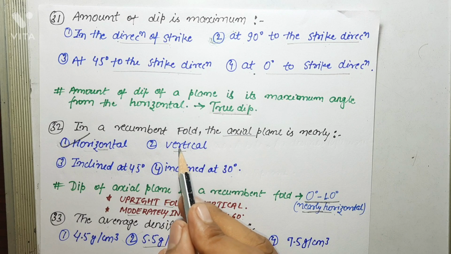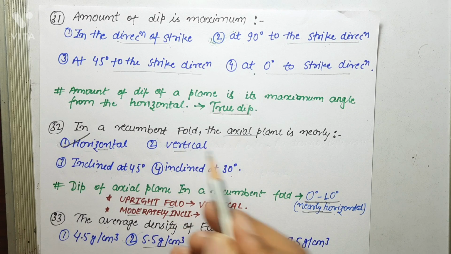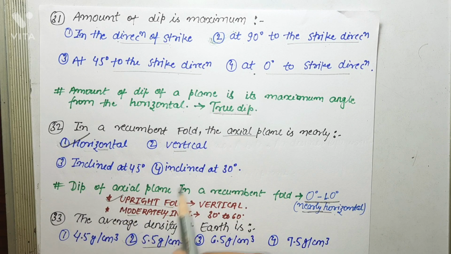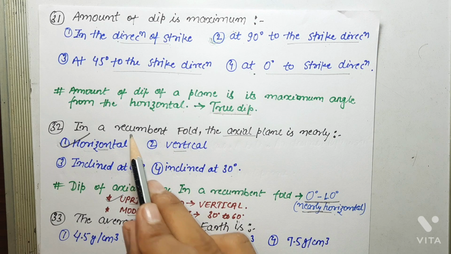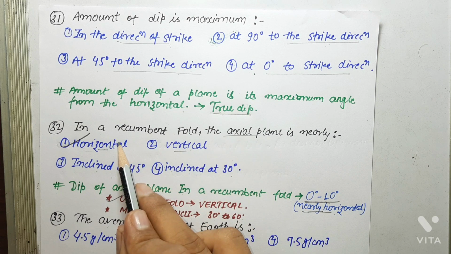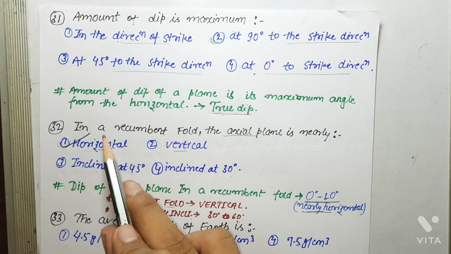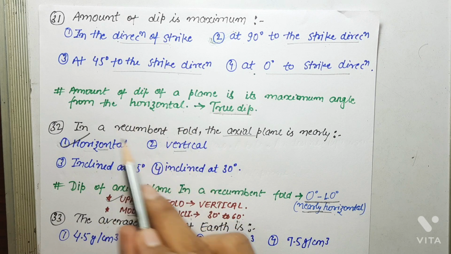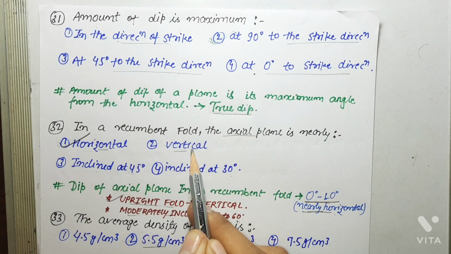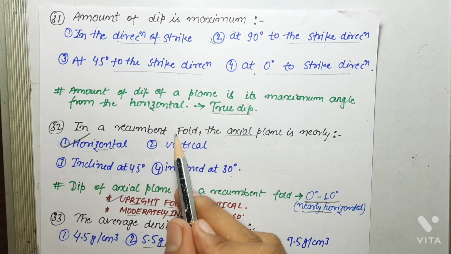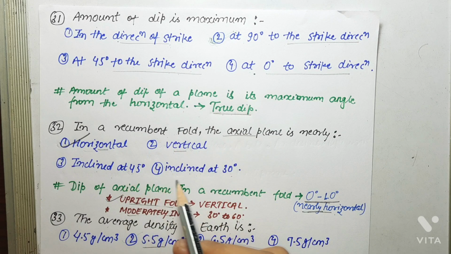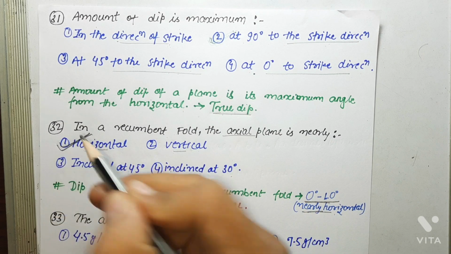If the axial plane is vertical, then the fold is known as upright fold, and if it is inclined at 30 degree to 60 degree, then it is known as moderately inclined fold. So in this question, in a recumbent fold, the axial plane is horizontal. In an upright fold, the axial plane is vertical, and in a moderately inclined fold, the axial plane is inclined at 30 degree to 60 degree. Here the correct answer is horizontal.